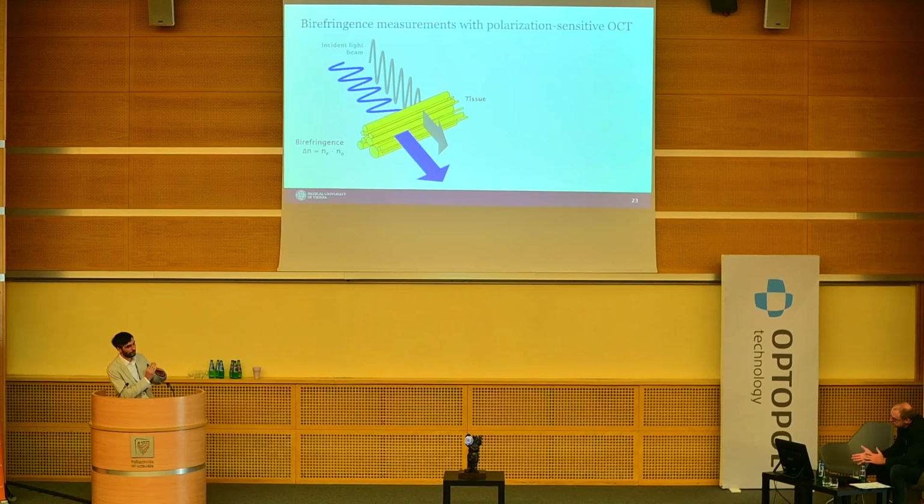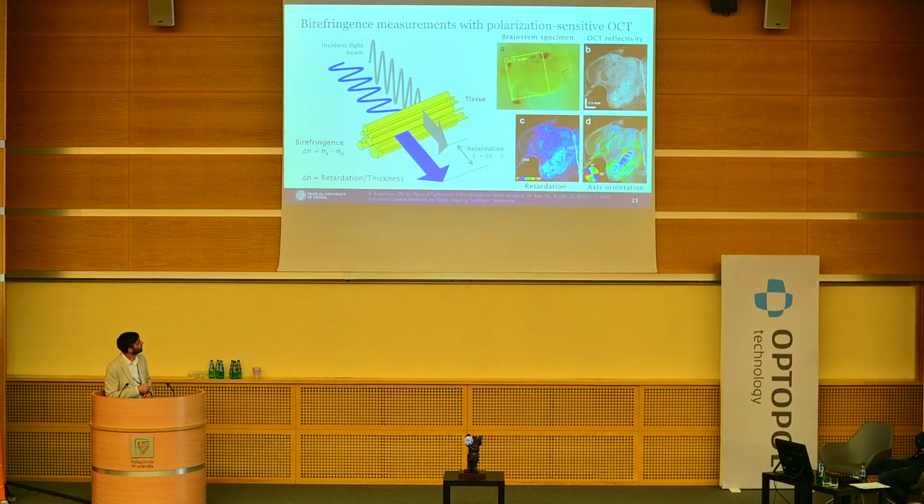The light will travel at different speeds and will be subject to a delay, so-called phase retardation, which is proportional to the birefringence and also to the distance traveled through the tissue. This retardation, as well as the orientation of the birefringent tissue, are properties that can be measured by so-called polarization-sensitive OCT, so OCT including additional polarization components.